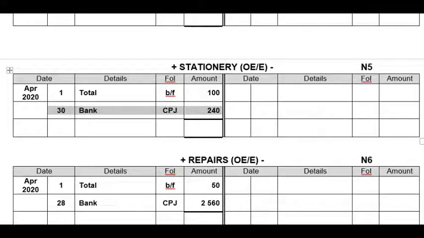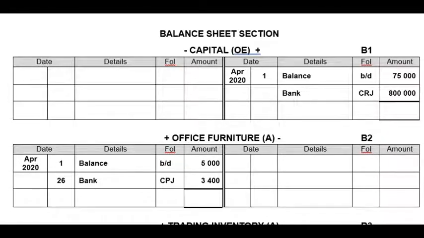Now, right at the end, you're not done yet. You need to quickly total your accounts or balance your accounts, depending on the transactions in each account. If an account has entries only on the one side, we total it. So in this case, with capital, you will add these two values together, and you will get a total of 875,000 Rand. The same with office furniture, it only has entries on one side, so you can add these two values together and get a total of 8,400 Rand.